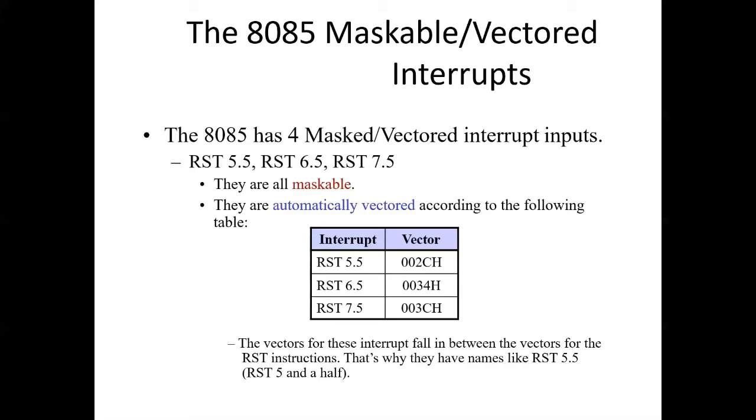RST 7.5 is a vectored interrupt in 8085. By this we mean that the 8085 knows by itself the starting address of the ISS. It is 003CH. The action taken by the 8085 when RST 7.5 is activated has already been told. Generally at location 003CH, we will not have the ISS.